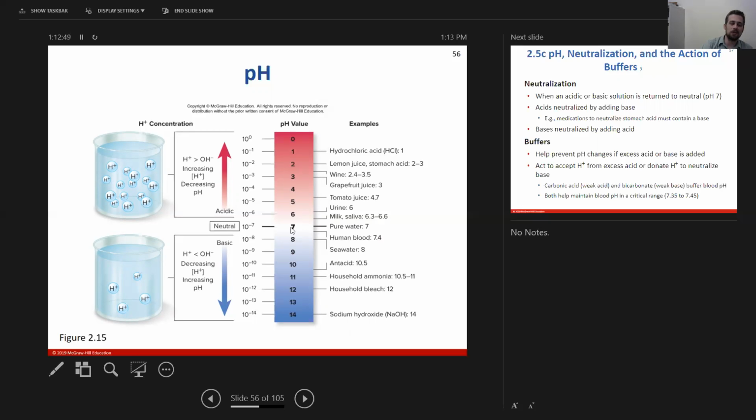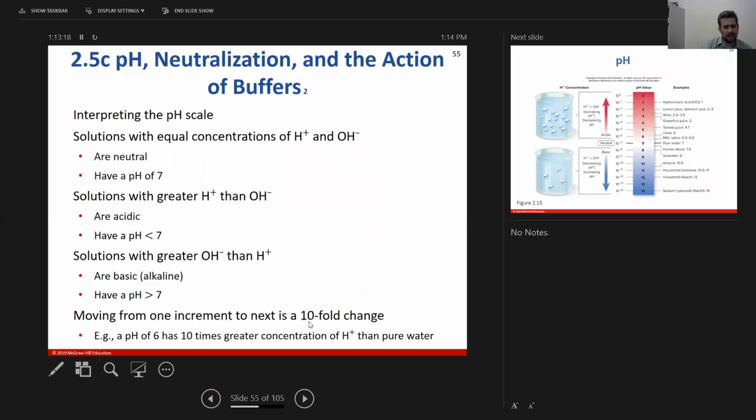So as we go up the pH scale to 8, to 9, to 10, 11, 12, things are going to get more and more alkaline, more and more basic. And so seawater is at an 8. An antacid, so a Tums, is going to be 10.5. Ammonia gets even more. Bleach is really basic, because keep in mind that things are increasing by a multiple of 10. Yeah, tenfold.